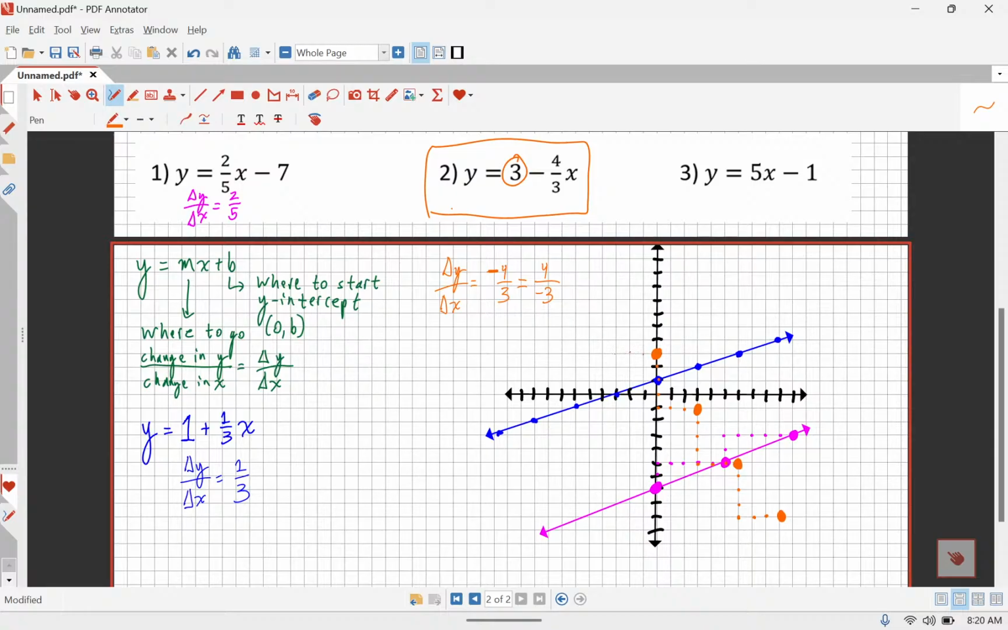Left 1, 2, 3, because my change in x is negative 3, and then up 1, 2, 3, 4, and you put that dot there, and I think that's all I can fit. And that graphs our line perfectly. How many of us either got that line or see how we got that line and aren't too alarmed?